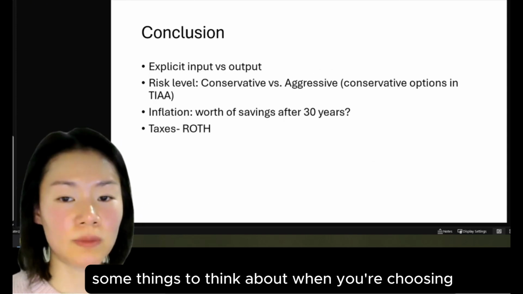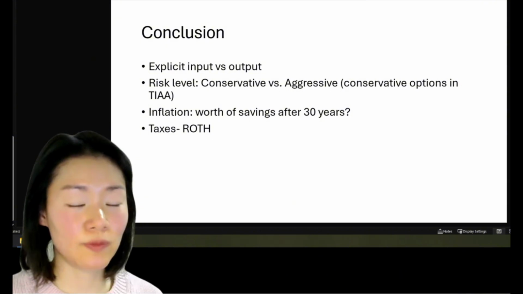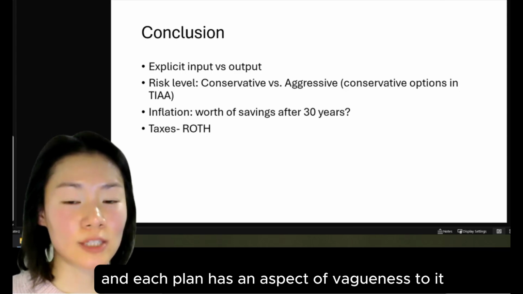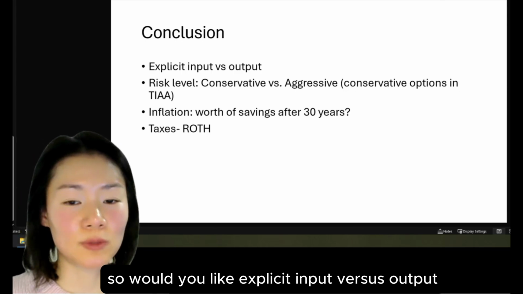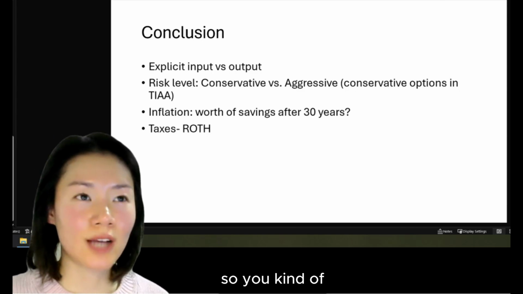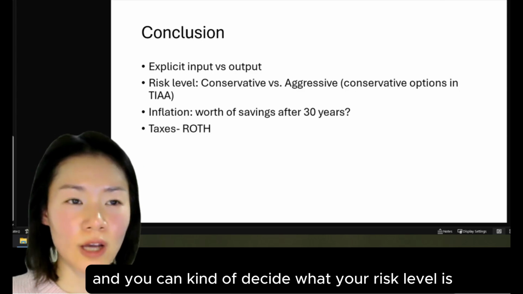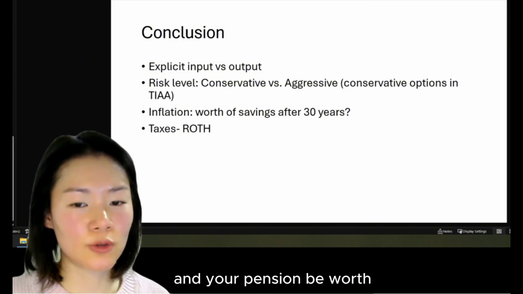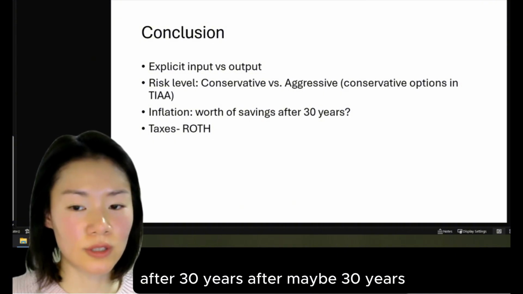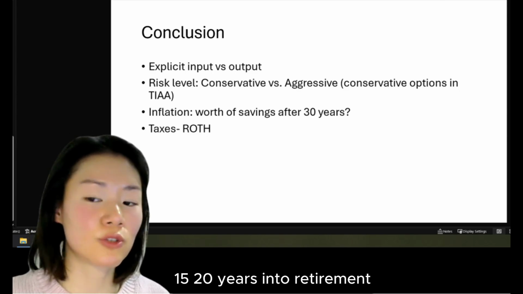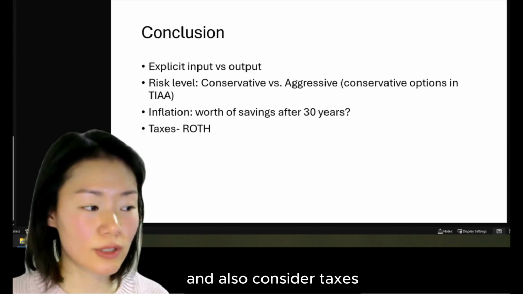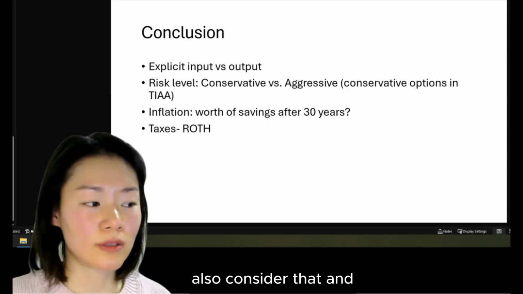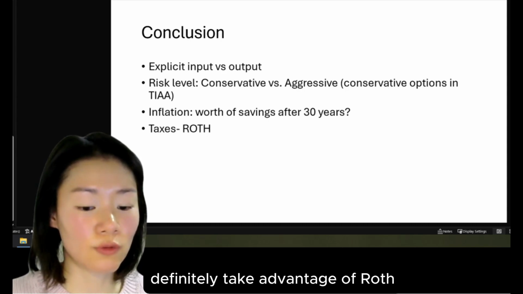And here's a conclusion, some things to think about when you're choosing TIAA versus TRS. Each plan had an aspect of vagueness to it. Would you like explicit input versus output? You can decide what you're more comfortable with, and you can decide what your risk level is. Then there's the inflation factor: how much will your money and your pension be worth after 30 years, or after maybe 15 or 20 years into retirement? Also consider taxes. The money that gets calculated is before taxes. Consider that too, and definitely take advantage of Roth.